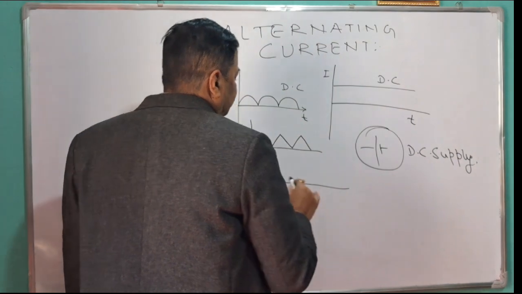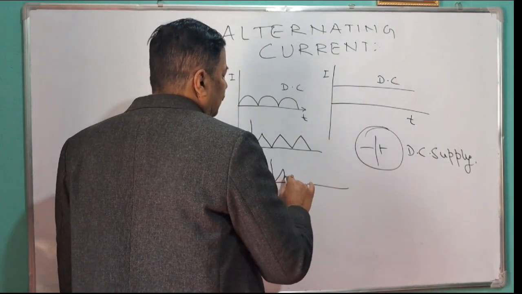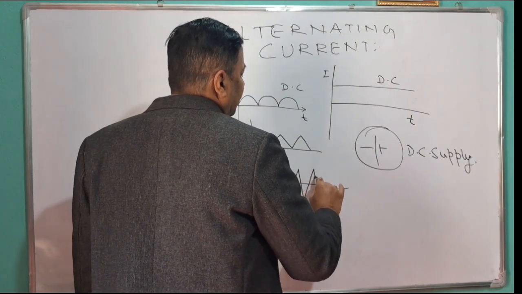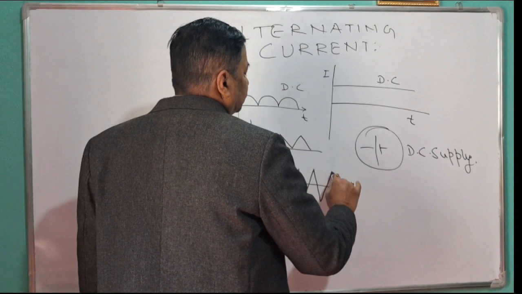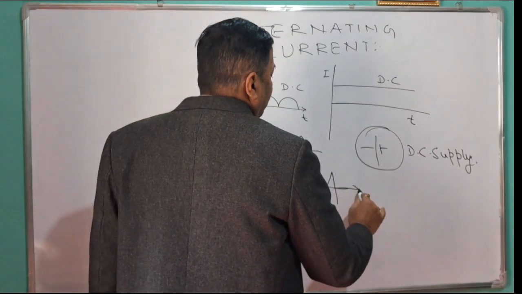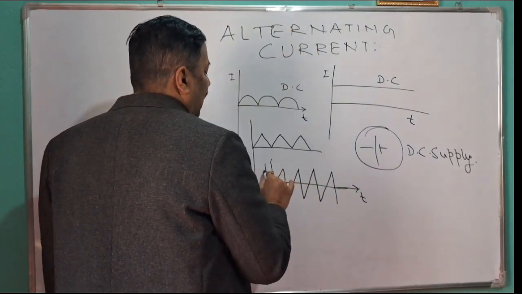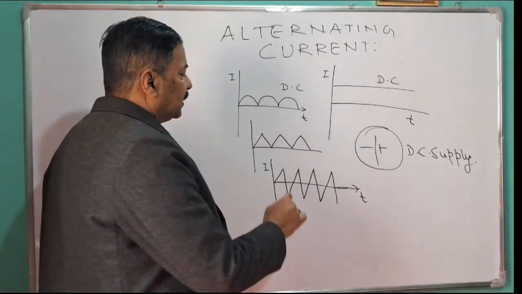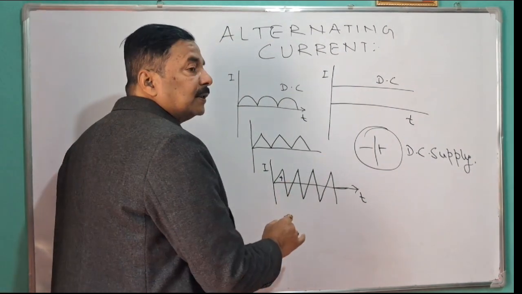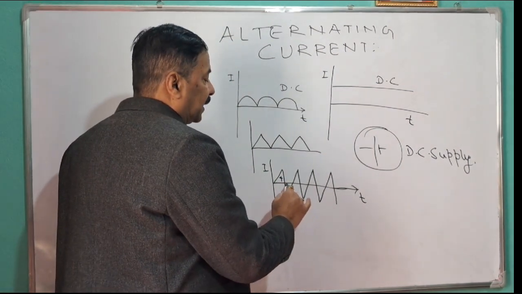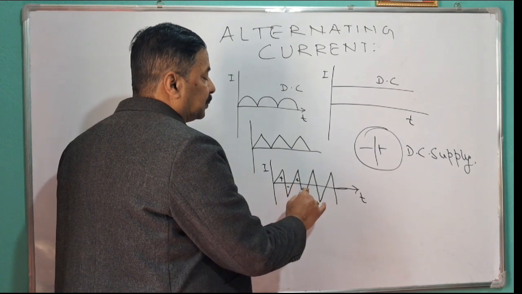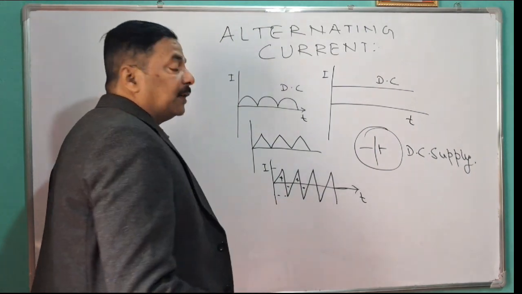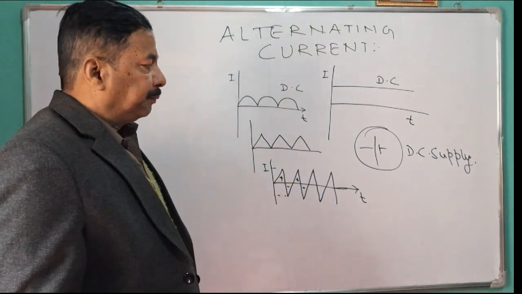For example, if I take this, it is representing your AC. See, here time is and here I is. So the variation of current with time is given. This upper portion represents positive, this portion represents negative, this portion positive, this portion negative. There is a maximum value, there is a maximum negative value. So this is your AC.